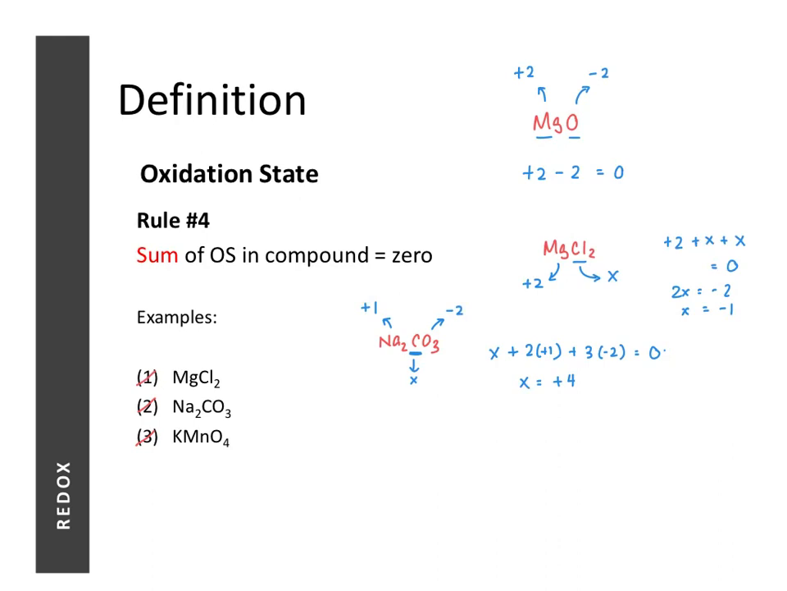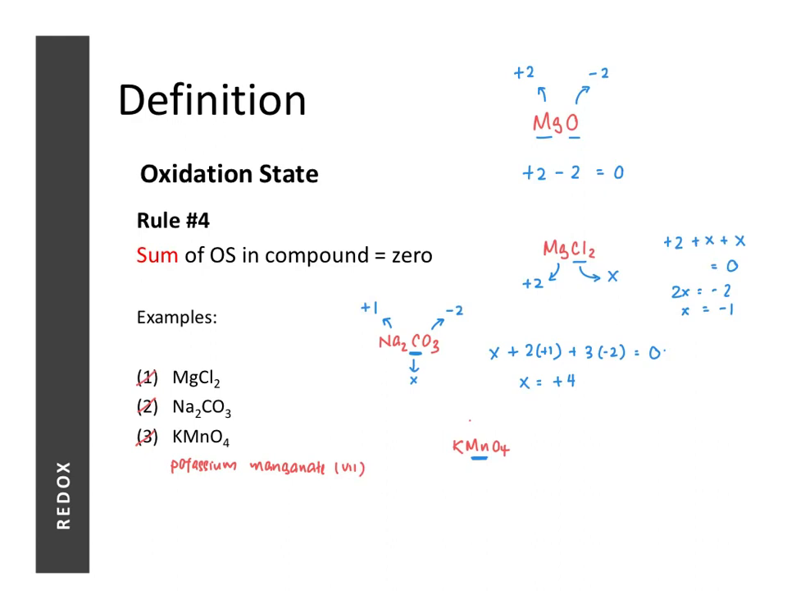And last example is this, KMnO4. This is known as potassium manganate 7. In the next lesson, we're going to learn more about potassium manganate 7. It's going to be one of the important chemicals that you need to know. Okay, so let's look at KMnO4. If I ask you for the oxidation state of manganese, how do we obtain the value?